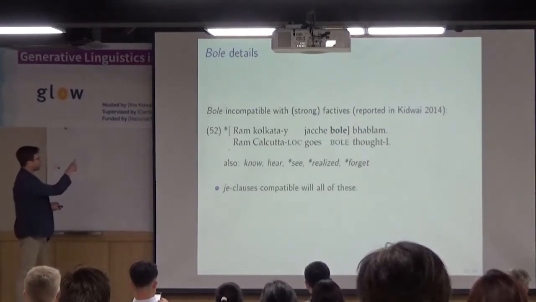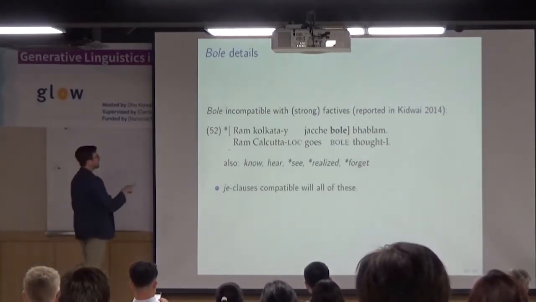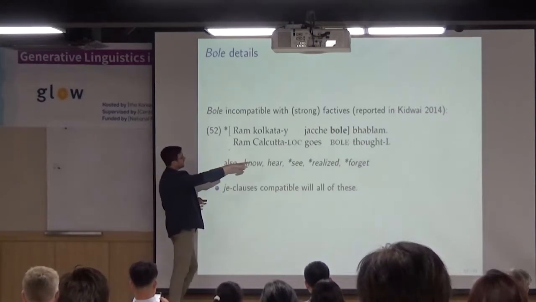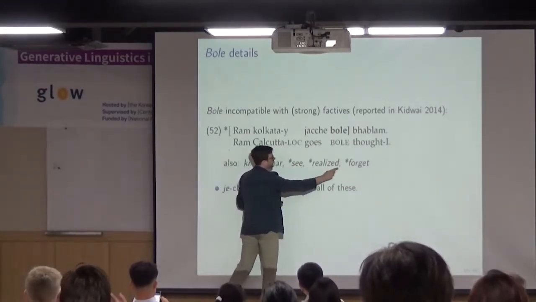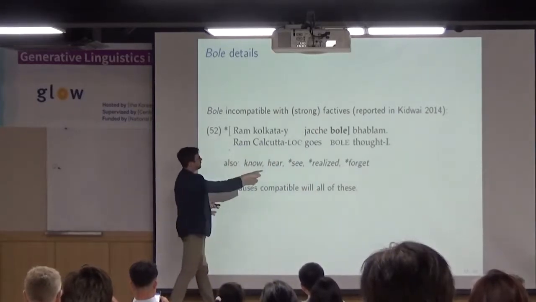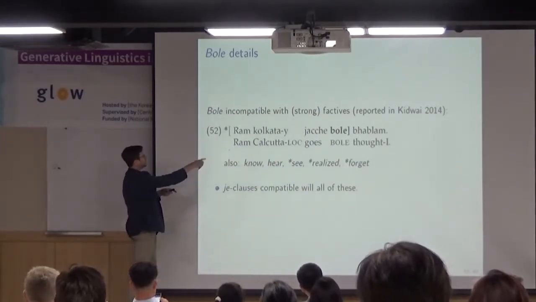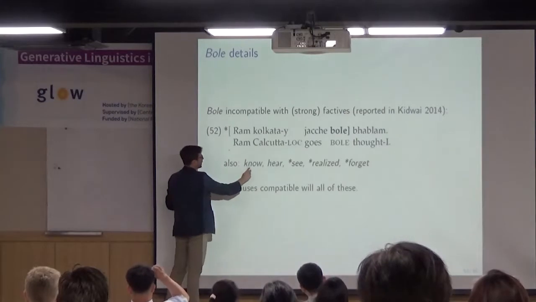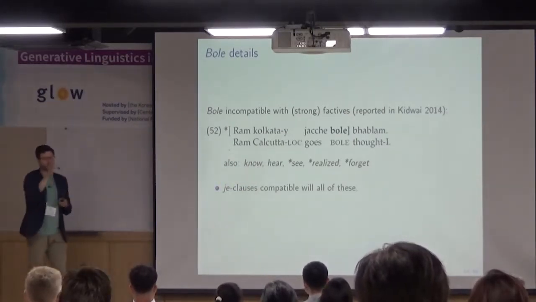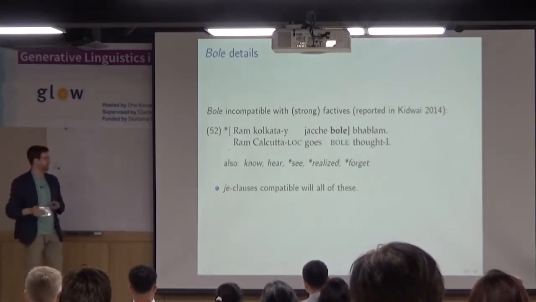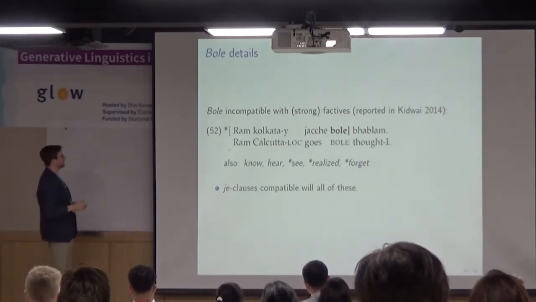This is a fact about the interpretation. Sikoggu reports that bole clauses aren't good with certain types of factives, like realized and forget. So Ram thought, but they are good with things like think, know, hear. No? So it's not a simple factive, non-factive split. She calls it factive versus strong factive.